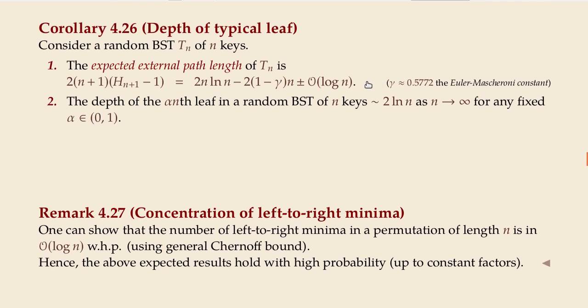You can sum up all of these and divide by n, and then you get the average depth. Or if you just sum up, then you get the external path length of a tree. And the external path length is just the sum of the lengths of all paths to all external leaves. And if you sum that up, then you can simplify these sums over harmonic numbers. That's something we don't have to do here.